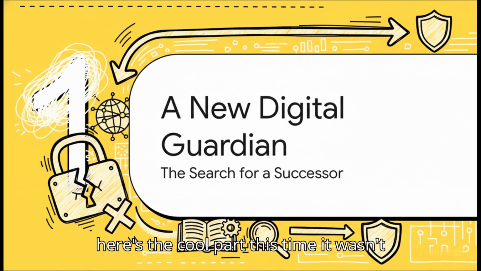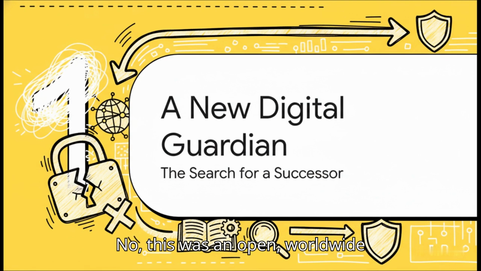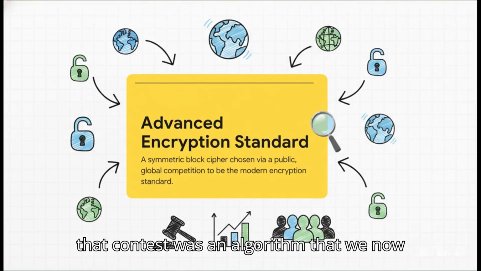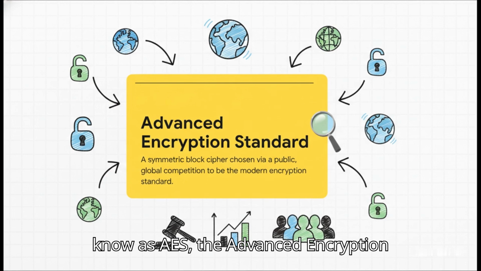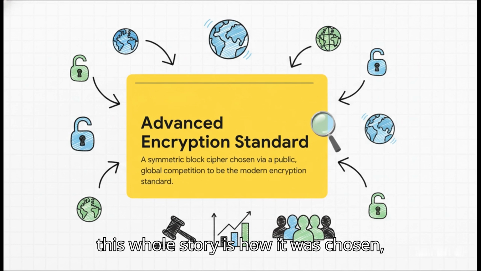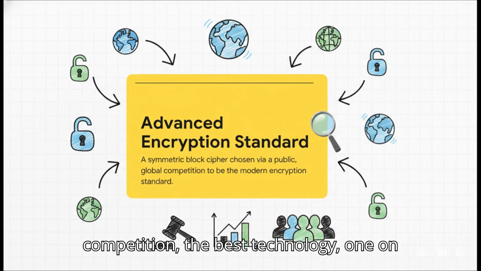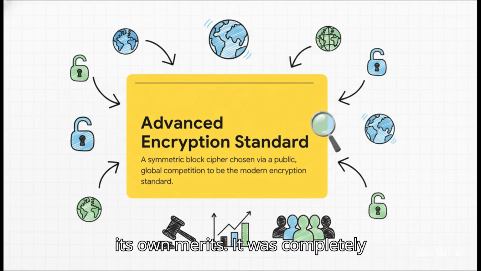But here's the cool part. This time, it wasn't going to be some secret government project. No, this was an open, worldwide competition to find the planet's next digital guardian. And the winner of that contest was an algorithm that we now know as AES, the Advanced Encryption Standard. Now, the most important part of this whole story is how it was chosen. Because it was a public, international competition, the best technology won on its own merits. It was completely transparent, free from all the politics that used to cloud these kinds of decisions.